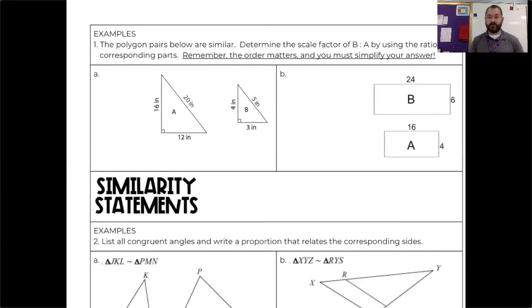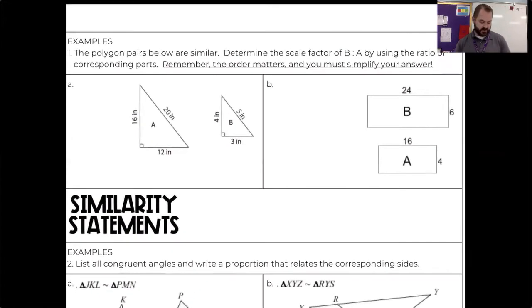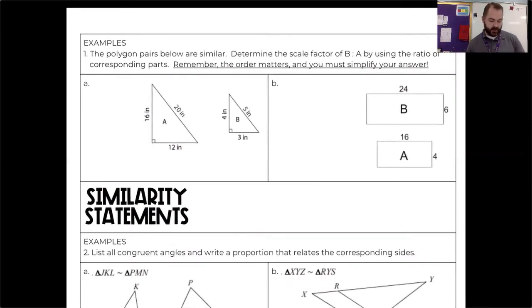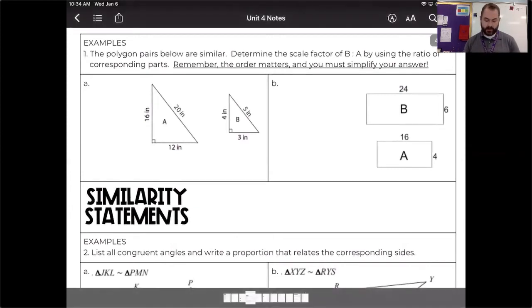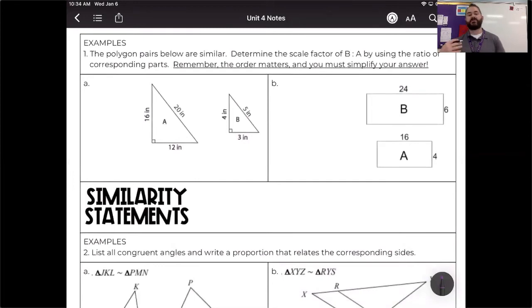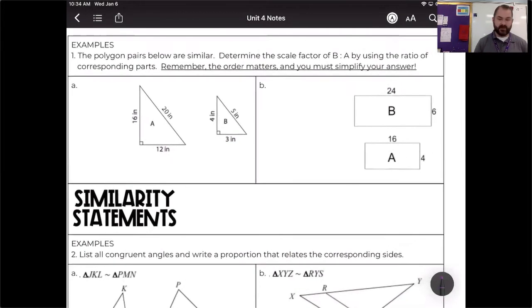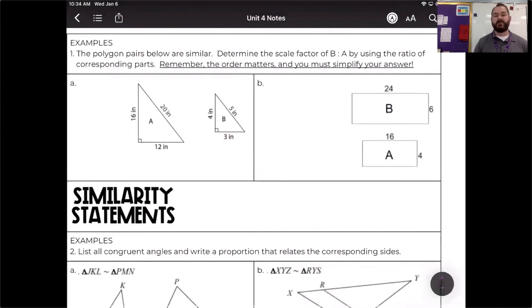So let's look at some examples. All right, so we've got our examples here. The polygon pairs that are listed are similar. We have to know that before we can apply any other information. Okay, because they're similar, I know corresponding angles are congruent and corresponding sides are proportional, and we can determine scale factor. So we're going to determine scale factor of B to A by using the ratio of corresponding parts.